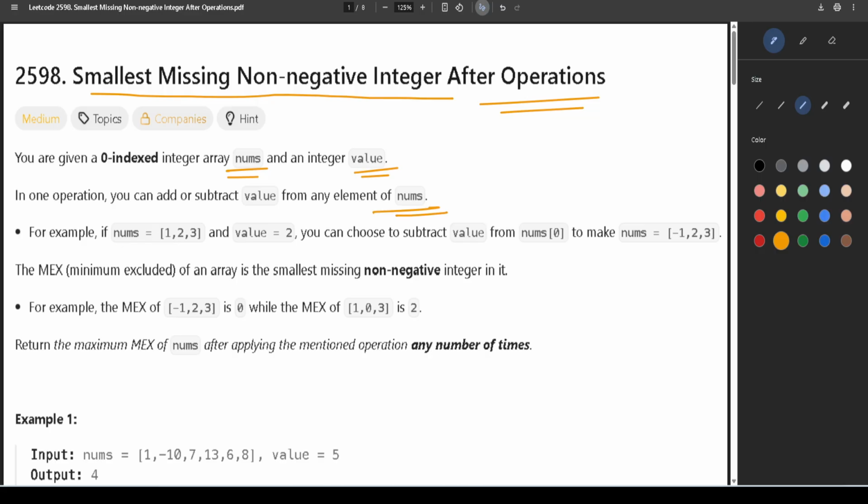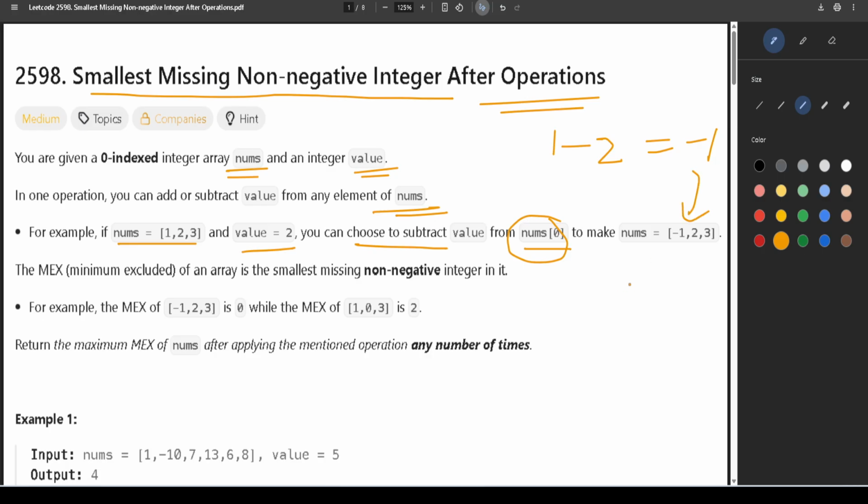For example, if you are given 1 2 3, and value is 2, you can choose to subtract the value from nums at 0. Let's suppose value 2, right? We have 1 2 3, where 1 is the current value at nums at 0. If you do minus, let's suppose you choose to subtract 2, what will you get? Minus 1. And so the new array is minus 1 2 3.